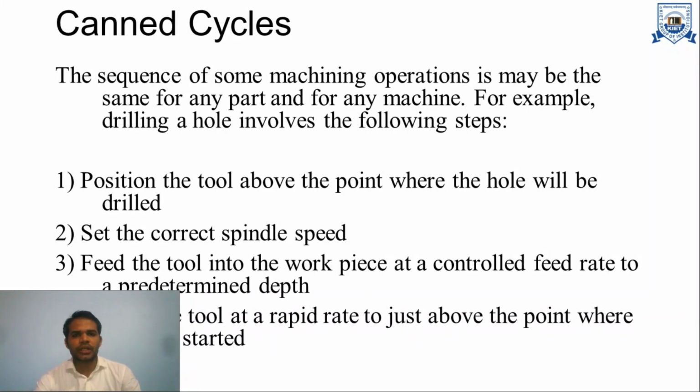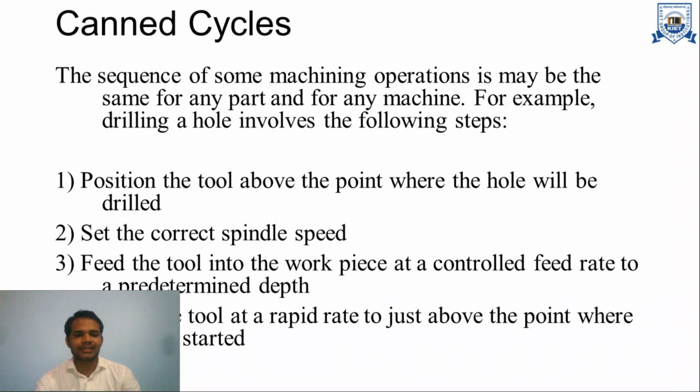Now let's discuss the canned cycle, which is used for making a drilling operation. The sequence of some machining operations may be the same for any part and for any machine. For example, drilling a hole involves the following steps. Basically there are 4 steps for making a drill in any machined part. First, position the tool above the point where the hole will be drilled.